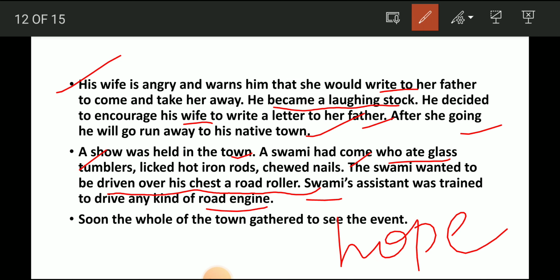Then suddenly a talkative man becomes like a hero. He's recognized. So Swami says, see what you do, I have an assistant who can drive anything. He can drive a cycle, he can ride a cycle, he can drive a bus, he can ride a bike or a road engine. So what he will do, he will just drive the road engine on my chest. After driving it on my chest, he will park the road engine wherever you want. So now there's a new hope here.